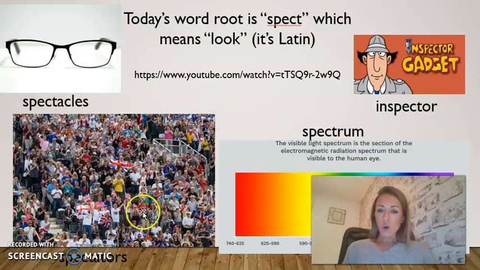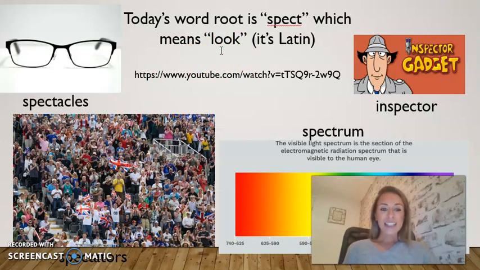Here we have what looks like a scene perhaps from the Olympics in 2012, a bunch of sports fans in a stadium. They have got some Union flags. They look like they're having good fun, and they are spectators. They are spectators of a sport. So they are watching or looking at whatever game it is that's going on, whatever sport that's taking place.